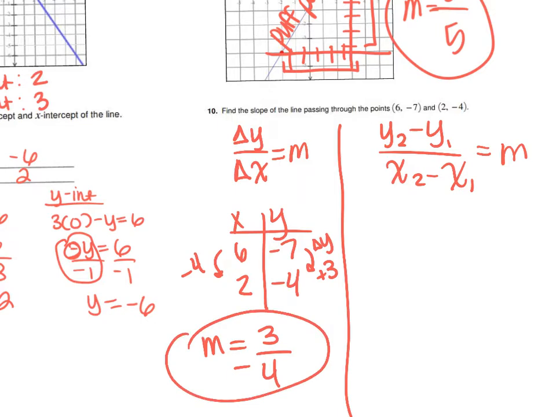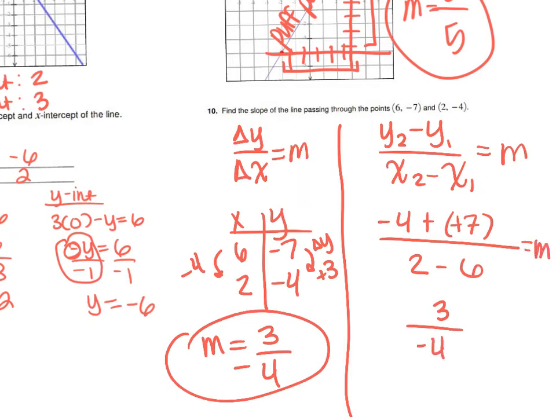And I'll do it the same way over here with the y2 minus y1 over x2 minus x1. So I have -4 minus -7 all over 2 minus 6. These change to a positive up here, so I'm left with -4 plus 7. That's a positive 3 all over 2 minus 6, which is a -4, and that is also our slope. They both check.